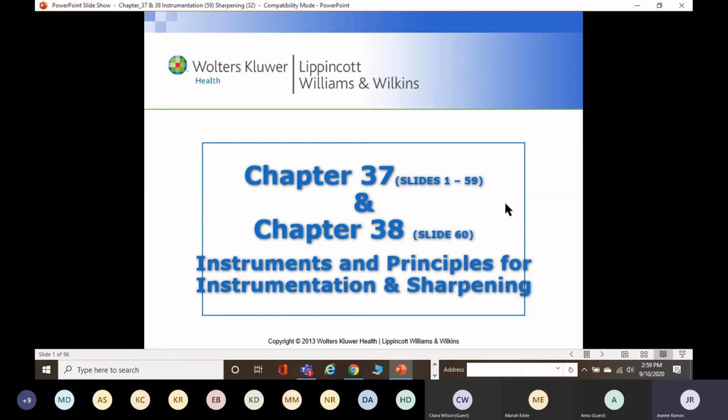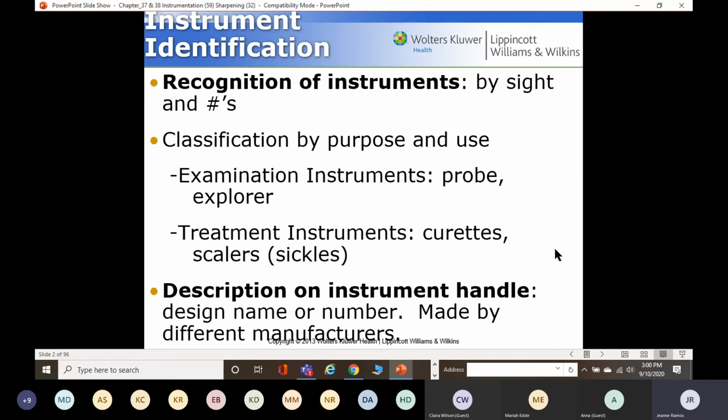Don't worry about the sharpening in chapter 38. We'll be doing that part later. I combined the two chapters. I'm not sure how we're going to do that with social distancing. Usually I have these together, but we'll see. So just worry about chapter 37.